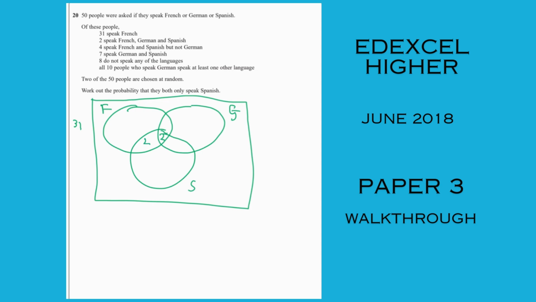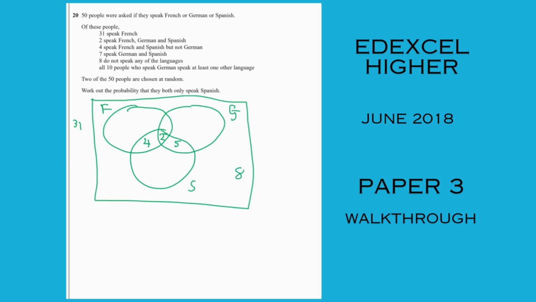That's that overlap there. That's that intersection. 4 speak French and Spanish. Oops, just done that one. 7 speak German and Spanish. So this intersection here must add up to 7. 5 plus 2. 8 don't speak any.